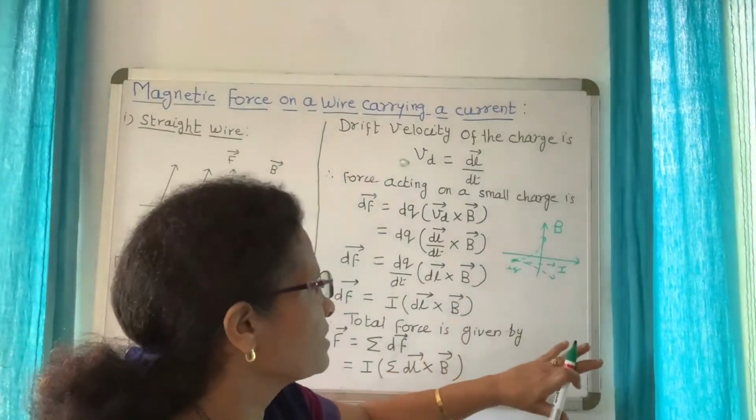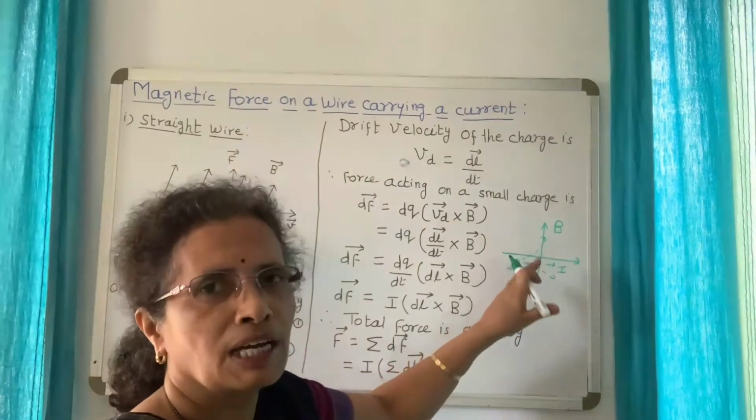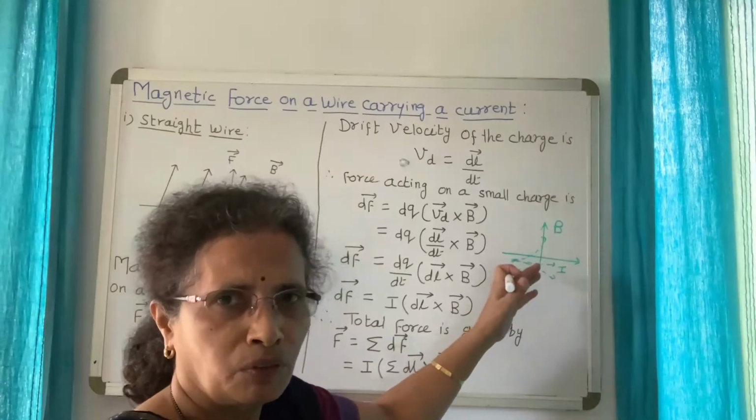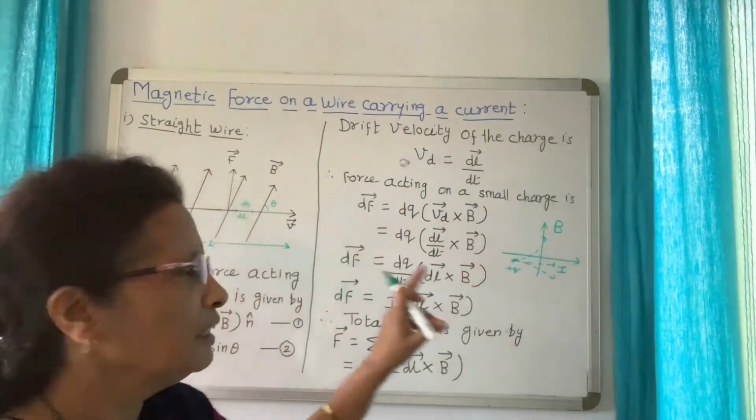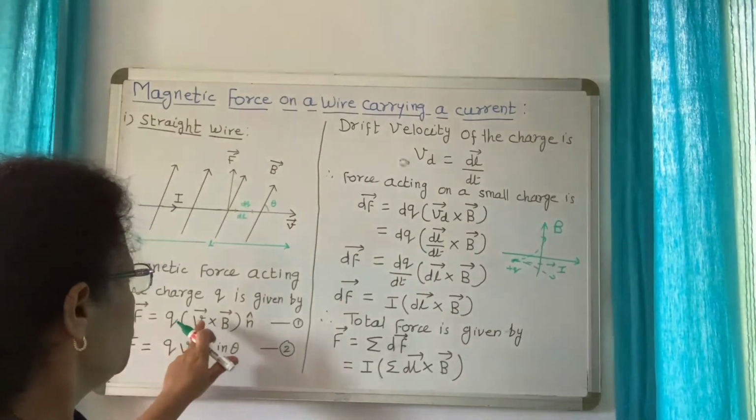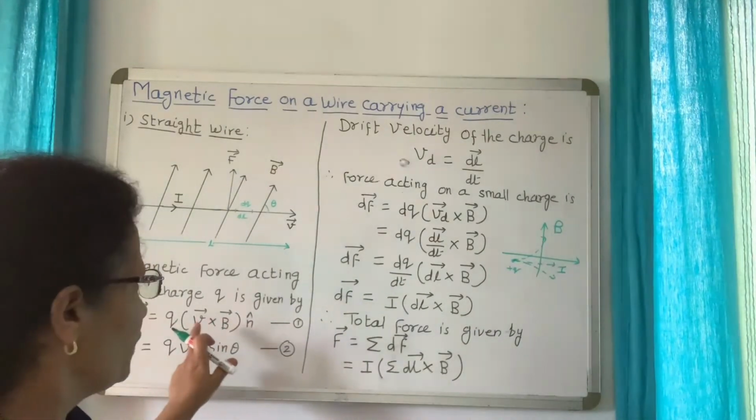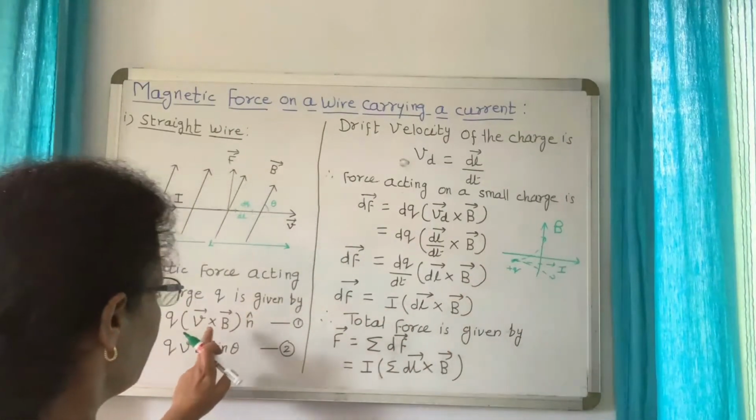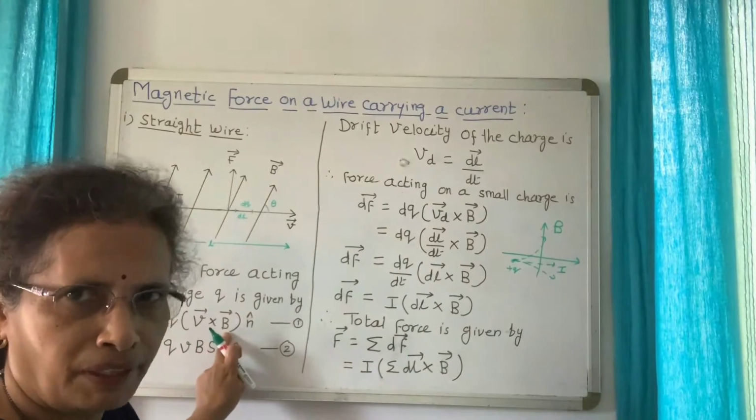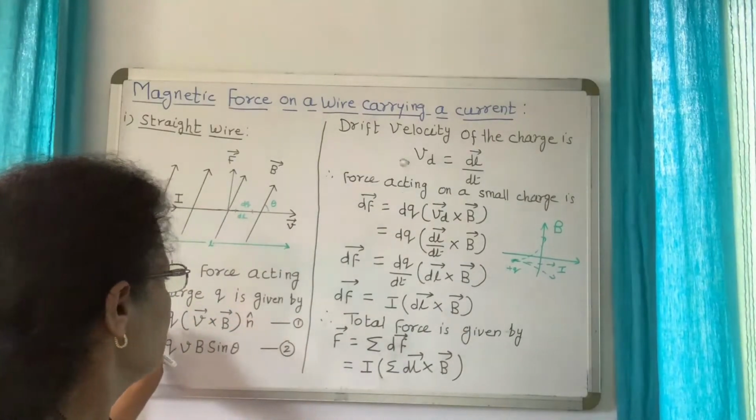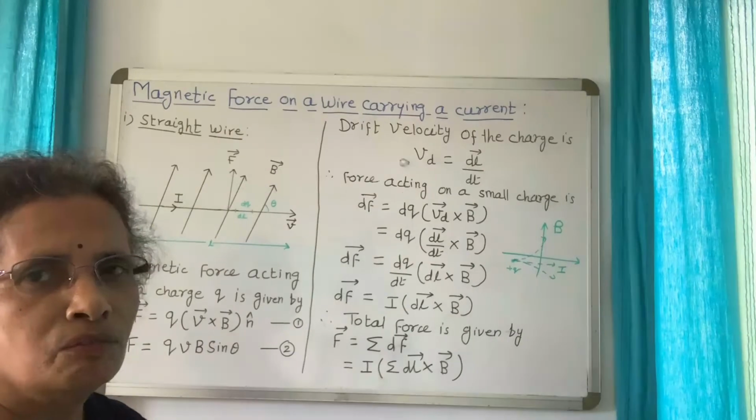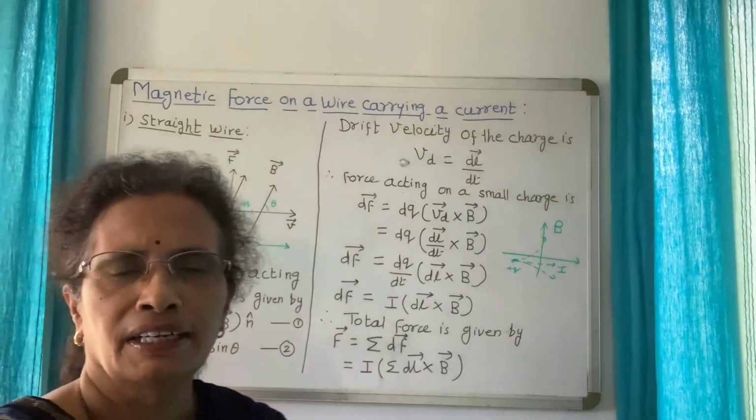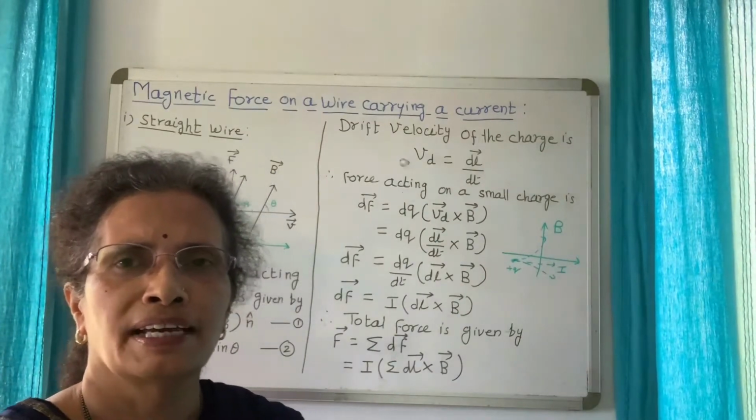The theory says that whenever a charge Q is placed in a magnetic field, it will experience a force, and that force is given by Q into V cross B, where V is the velocity with which the charge moves in the uniform magnetic field of induction B. So it will experience a force given by this equation. This is what the theory tells us. It is a vector quantity, so there is a unit vector n cap. What is the direction of this force?